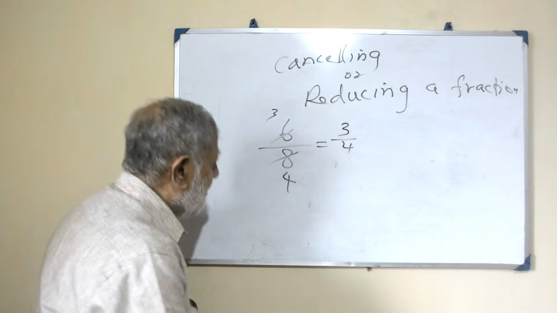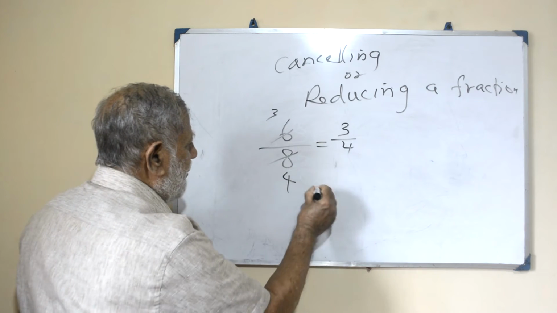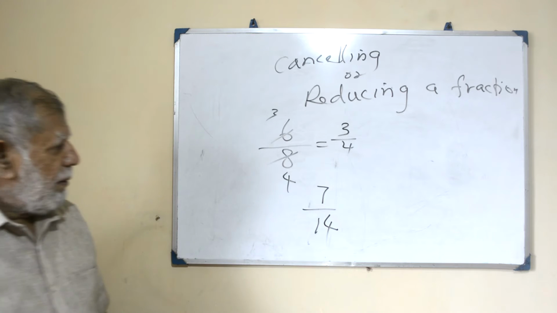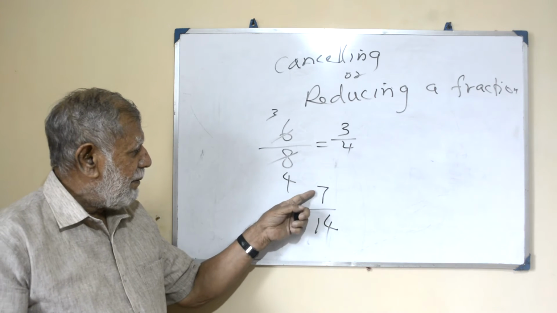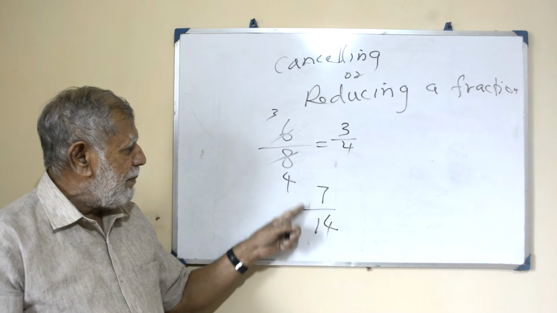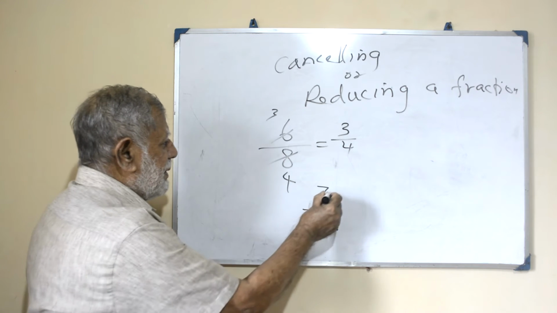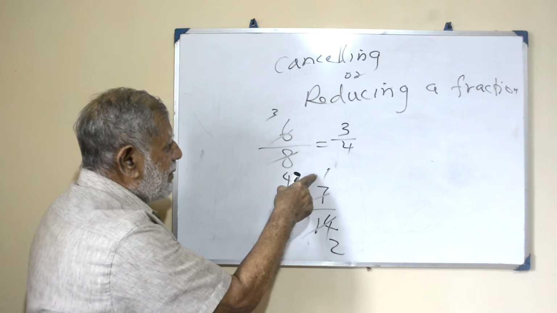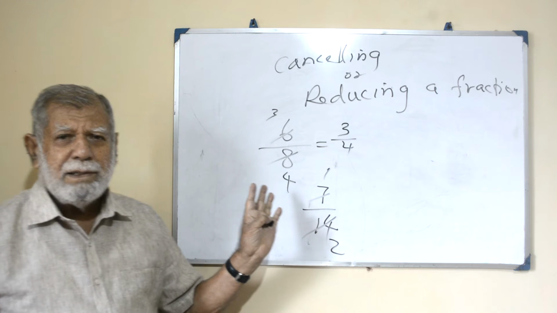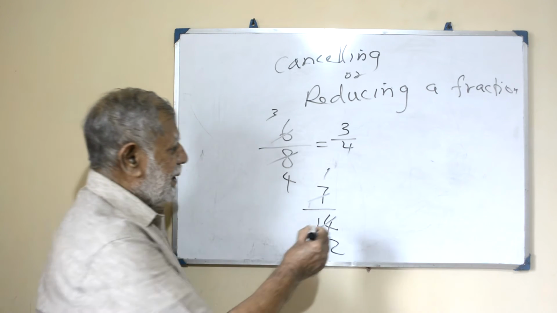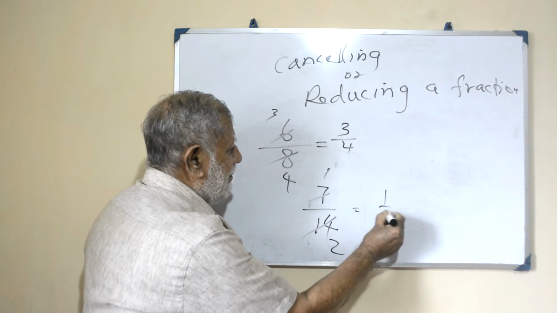We take another example, 7 upon 14. Now you can see 7 will go into 7 and 7 will go into 14. So we can reduce these two numbers by 7. How many 7s in 7? 1. How many 7s in 14? 2. So you have to put this 1. You can't just cut it and leave it. This 1 is very, very important. So the answer is 1 upon 2.